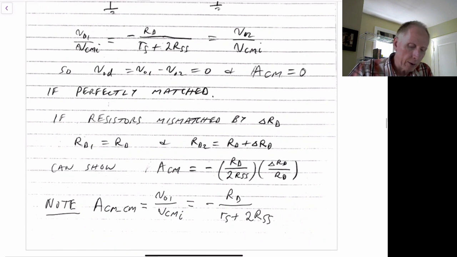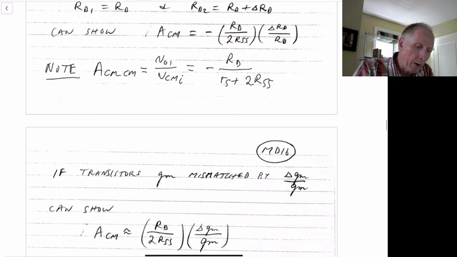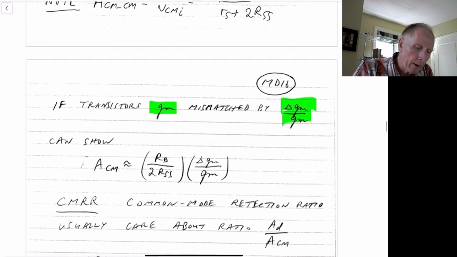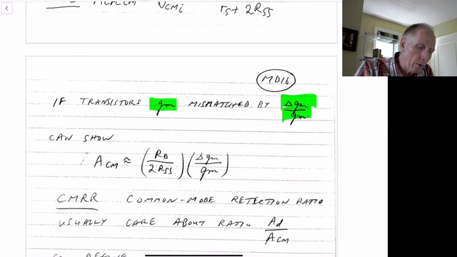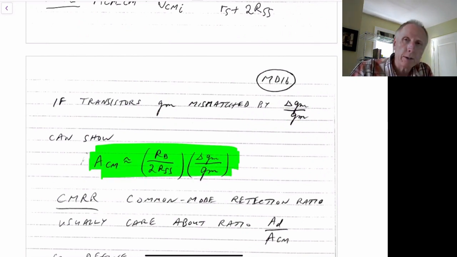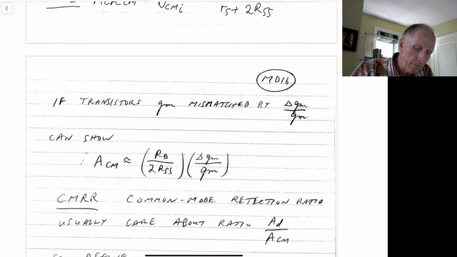Now that's if we have a resistor mismatch. There are other possibilities: our transistors might be mismatched. So let's say our transistor gms are mismatched by some value. Similarly, we can show in that case that the gain from a common mode input to a differential output will be given by this equation here.